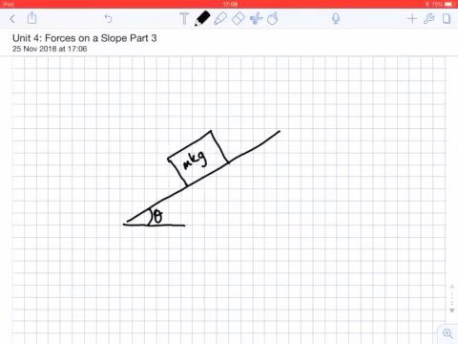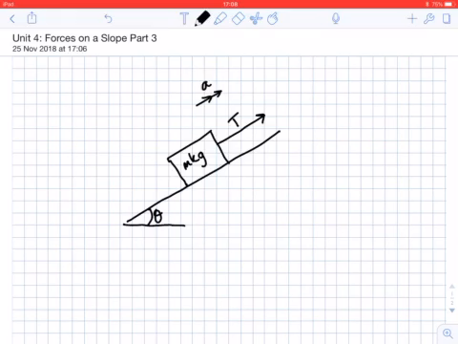So in this video, I'm just going to make things a little bit trickier. I'm going to stick with my initial situation of the block of mass M at an angle of theta. What I'm going to do this time is say that there is a rope, obviously with a tension in it, that is pulling the object up and it's accelerating up the slope. So whenever we have a change in force, we have an acceleration.